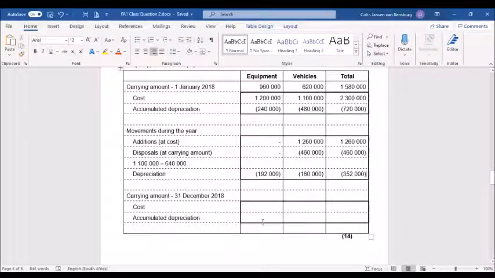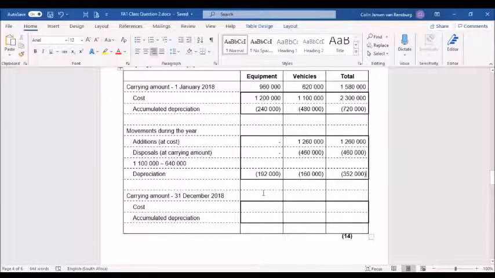Okay, so now we've just got to go and complete this note. That means we've got to fill in the figures at the end of the year. Now, what we normally do, ladies and gents, is calculate our closing carrying amounts in one way, and then check it in a different way. I'm going to show you both methods here.